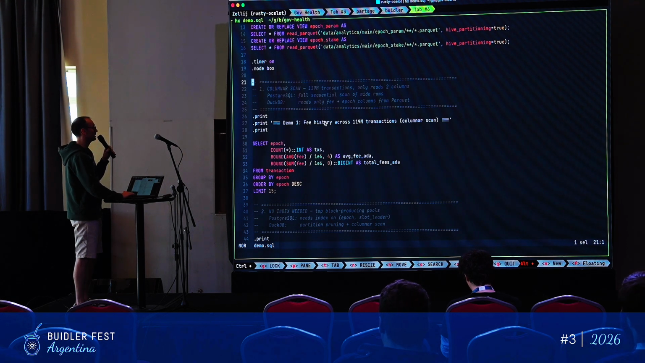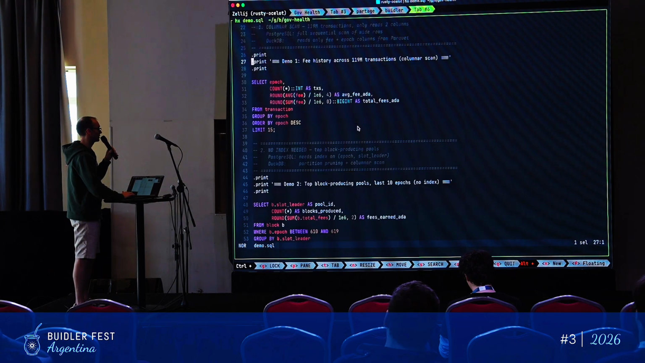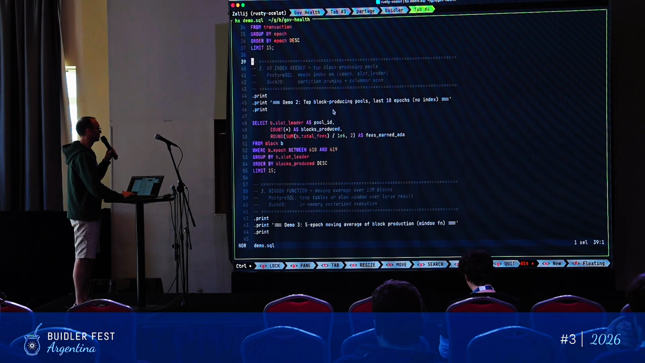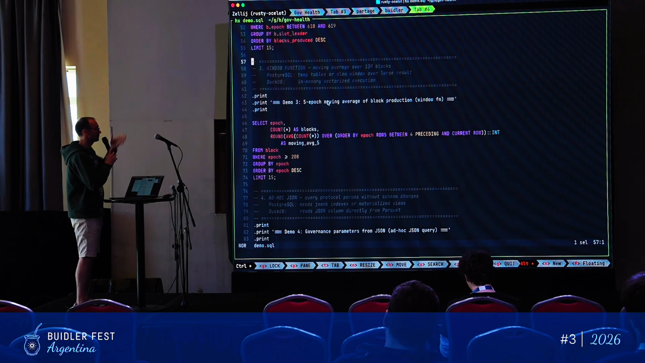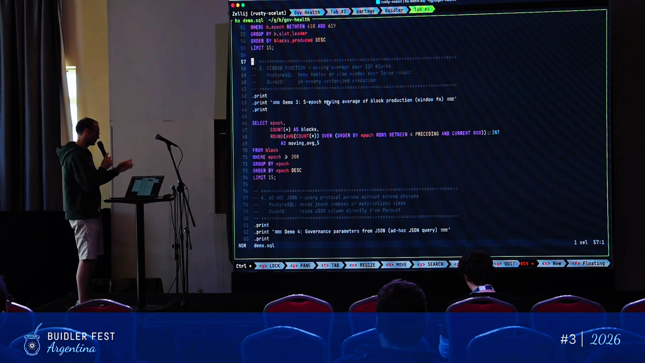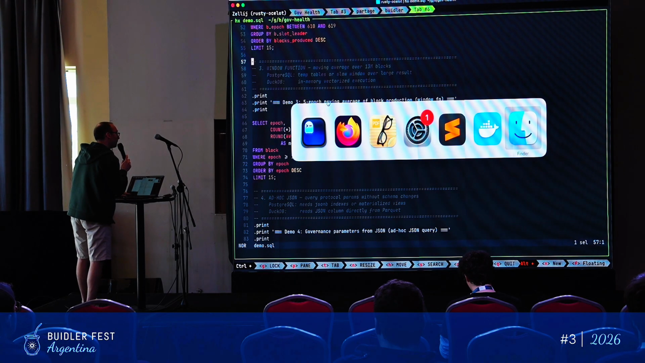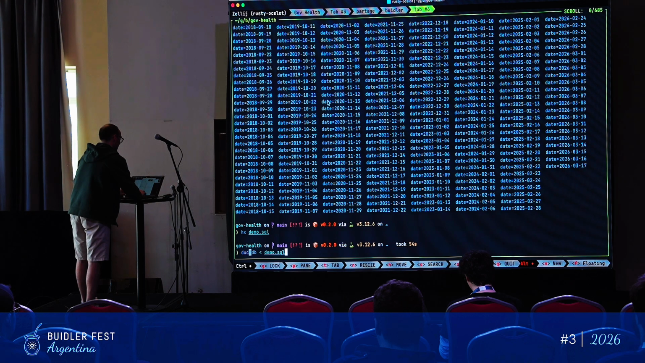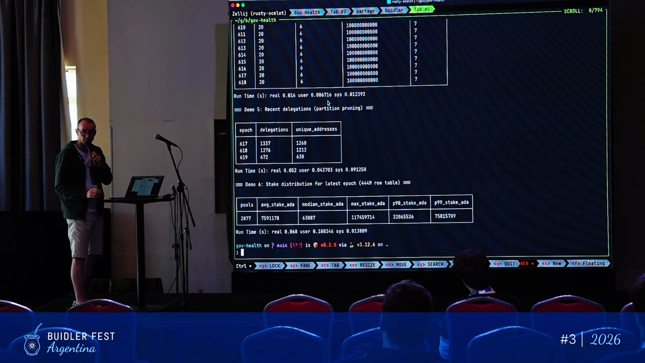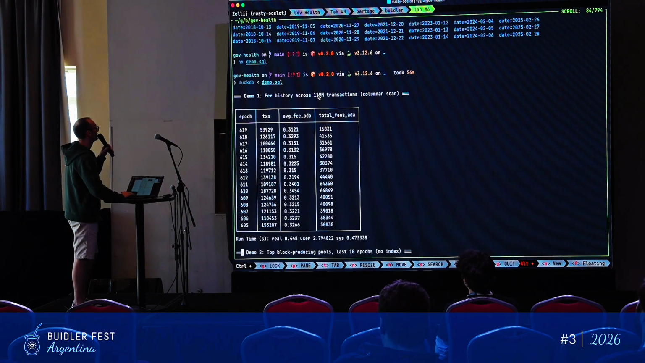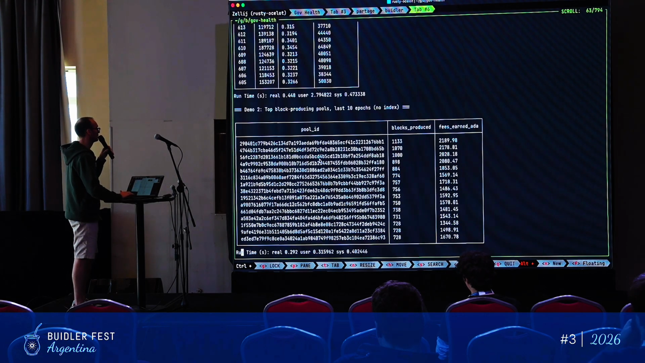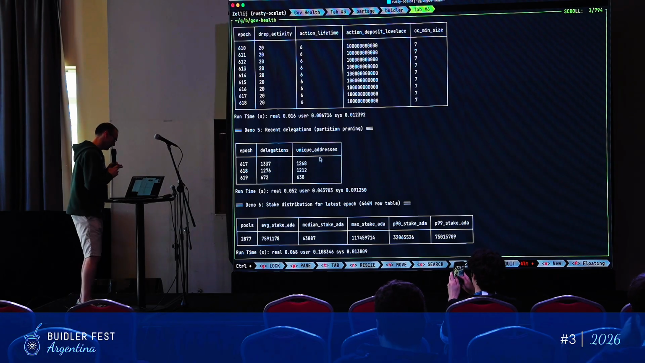And then I'm making a few requests that should be quite expensive, like aggregating the fee history over the whole history of transactions, looking for the block production pools. A lot of compute that takes advantage of the columnar data. And if I run that, you can see it's pretty fast, right? We have the fee history, sorted by epochs, average fee, total fees, things like that. So that's pretty much it.